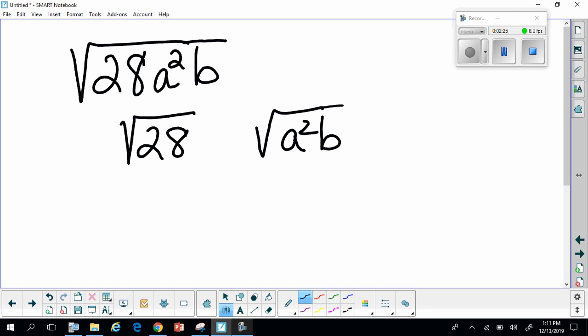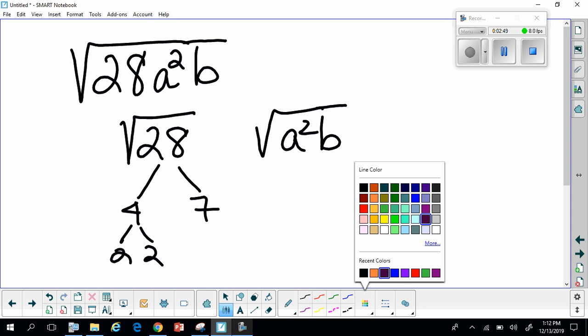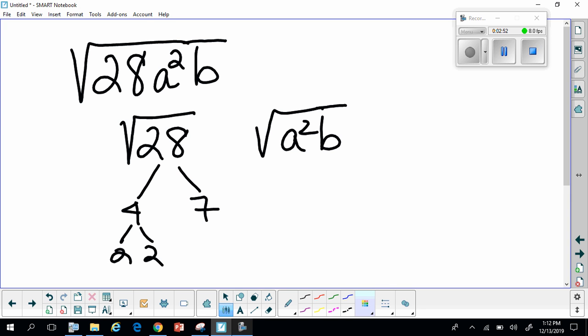I could even go as far as to separate the a squared from the b and do b in its own problem, but I'm going to leave them here right now. We already know from the previous problem that the two factors that are easiest to use are 4 and 7. 4 breaks down into 2 times 2, and 7 is prime, so we can't do anything with that. So I'm going to put this on kind of like a back burner.